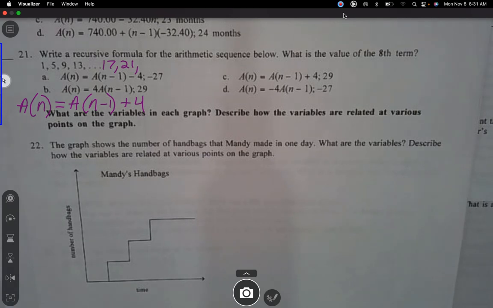21. And then 21 plus 4. And then 25 plus 4. Oh, and that's the 8th term. So see, their second number is 29. So that one is C.